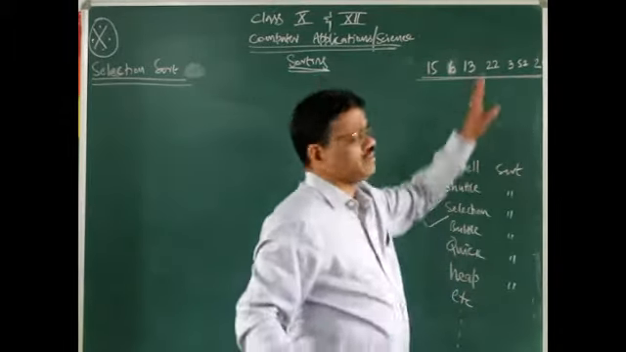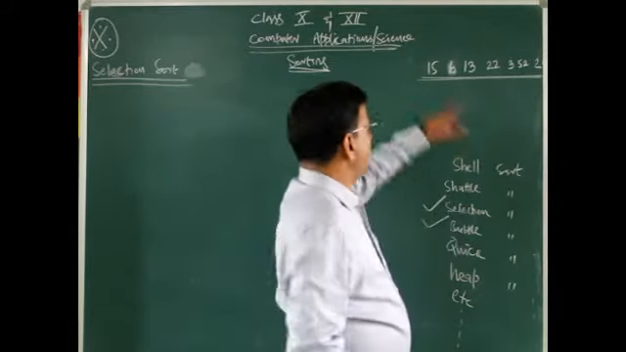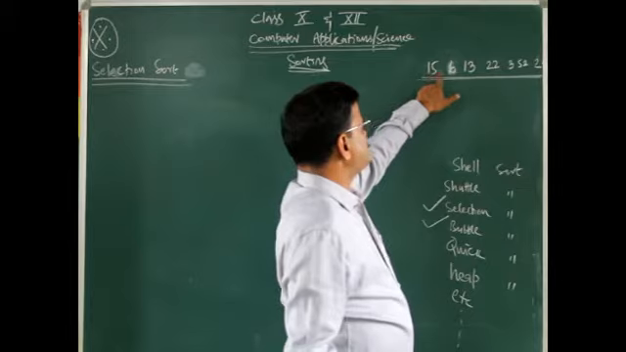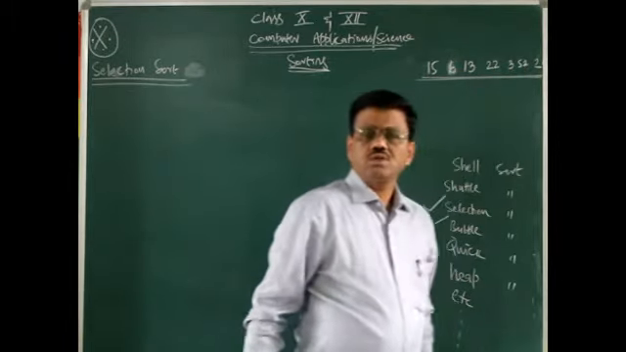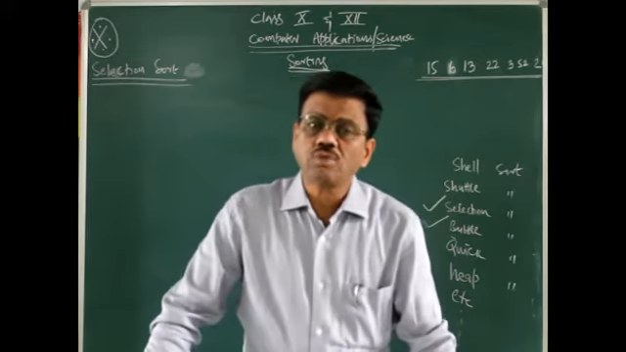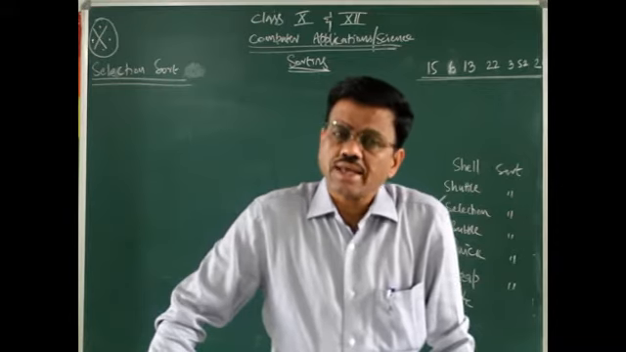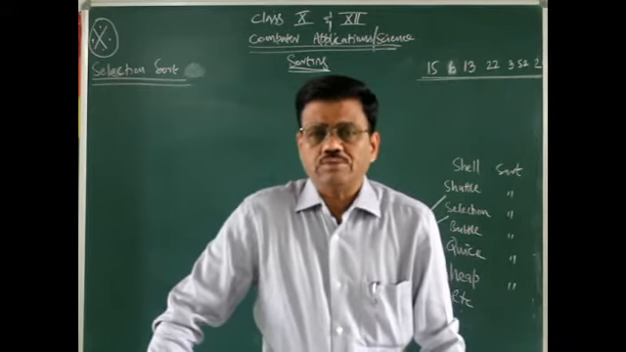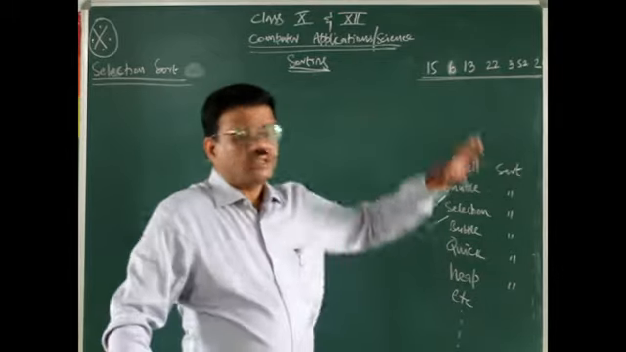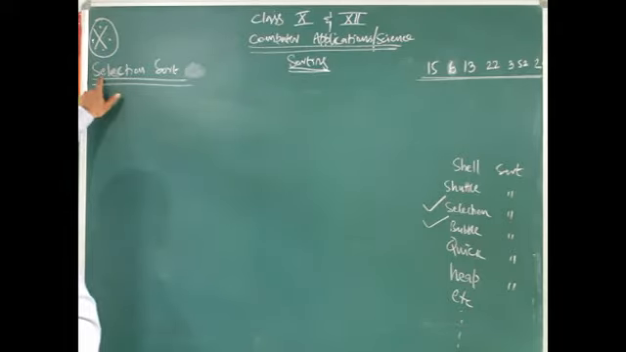Same dictionary example I am taking. There are these many elements. Let's say A of 0, A of 1, A of 2, A of 3, A of 4, A of 5, A of 6. So 0 to 6 means how many elements are there? Put together, there are 7 elements in an array. Then sort them using this methodology called selection sort.